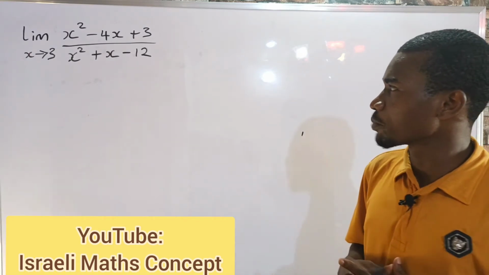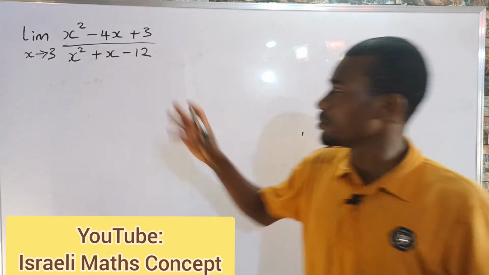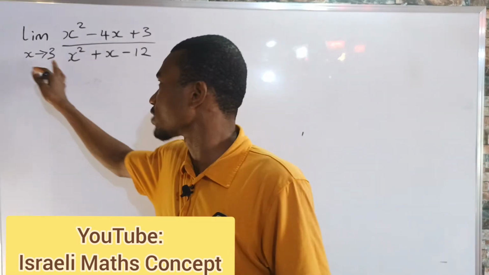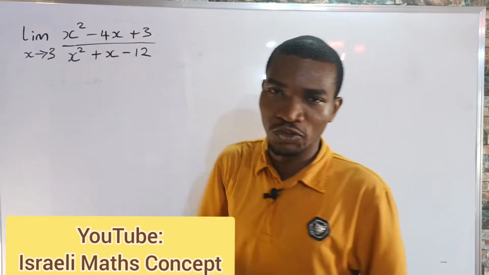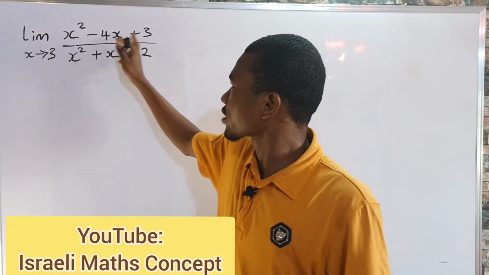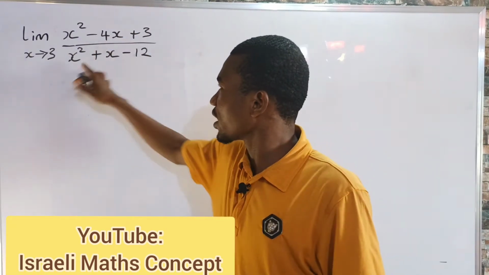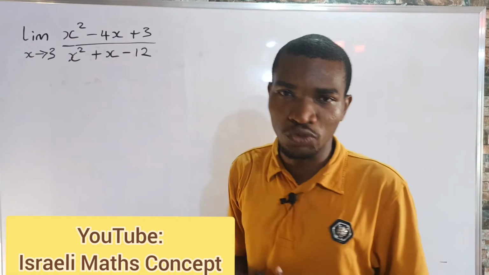I want to solve the problem on the board. The problem says: the limit as x tends to 3 of x squared minus 4x plus 3, all over x squared plus x minus 12.